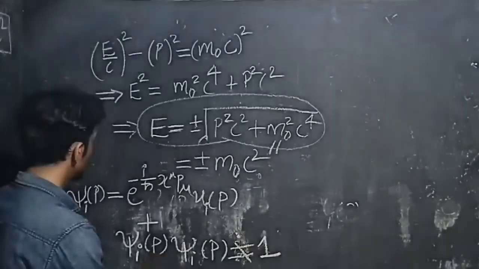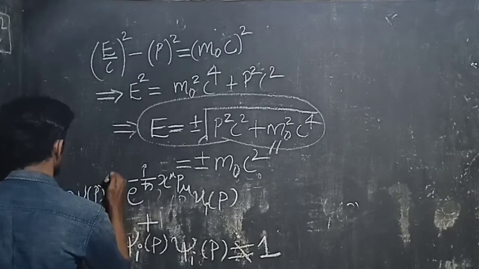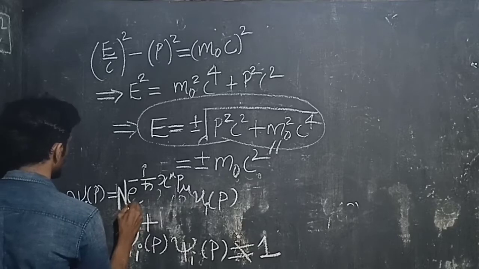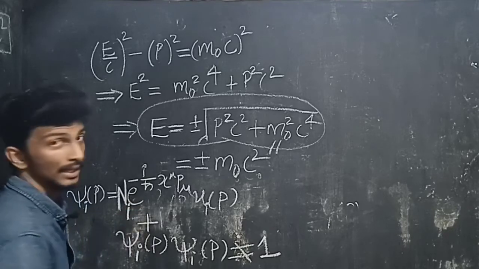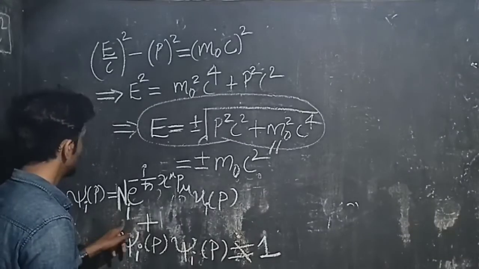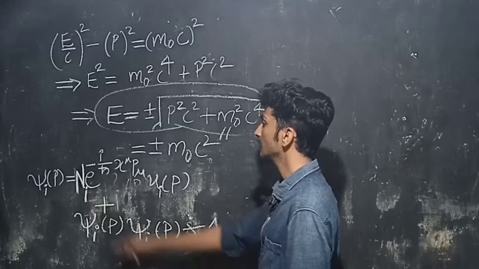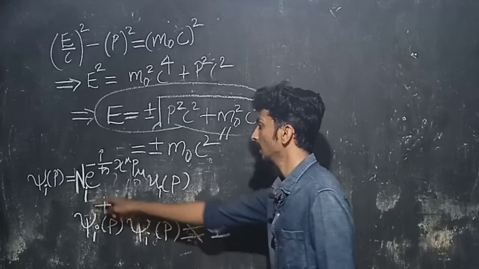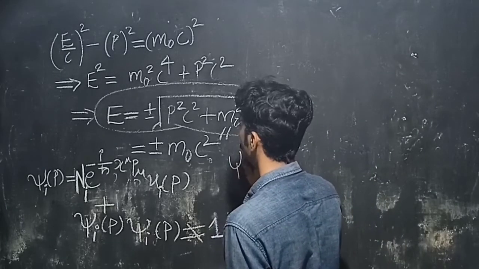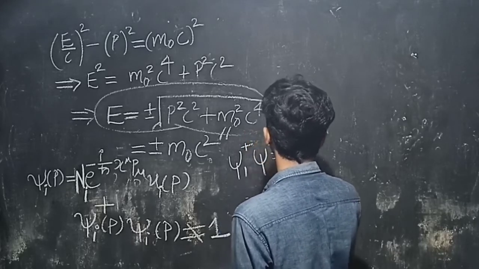So we need to normalize these solutions. For that, let me add a normalization constant N_i here, and let us find the value of this N_i. We will see that these N_i's, that is N1, N2, N3, N4, all are equal. Let us first normalize psi 1 and find the value of N1. So we have the condition that psi 1 dagger psi 1 is equal to 1.